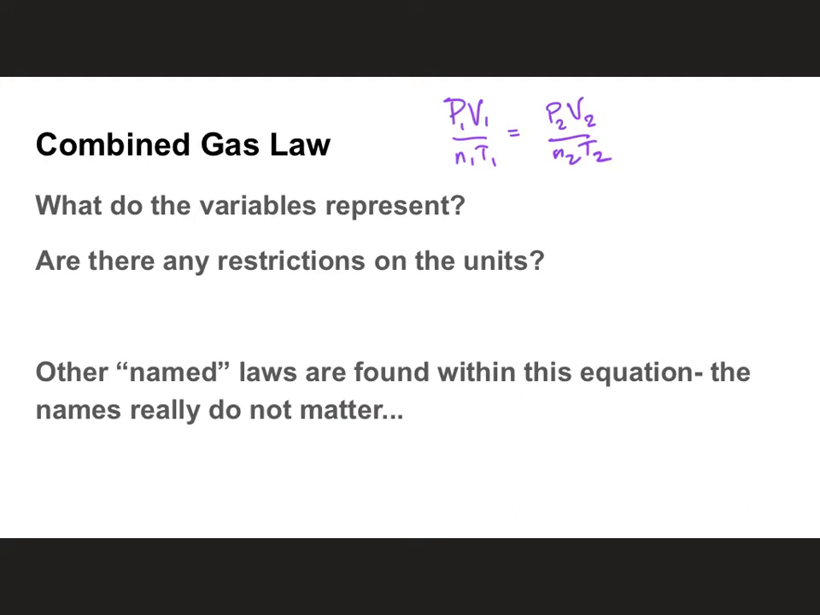I'm hoping you've seen the combined gas law. What do the variables represent? I think that's probably self-explanatory. P is pressure, V is volume, n represents the moles of the gas, and T represents the temperature. Okay? Are there any restrictions on the units? Not really, except for temperature. Temperature must always be in Kelvin.